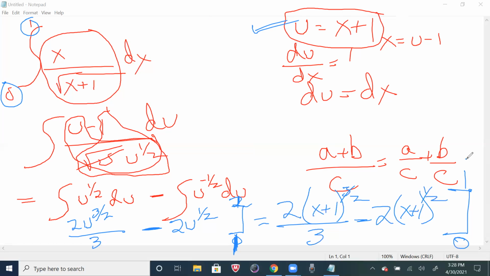And you know how to do this? Yes. In fact, since it's from 0 to 1, this would be easier. Yeah, it is a little bit. You have to worry about 1 essentially. Yeah, exactly. 1 to the 3/2 is 1. 1 to the 1/2 is 1.